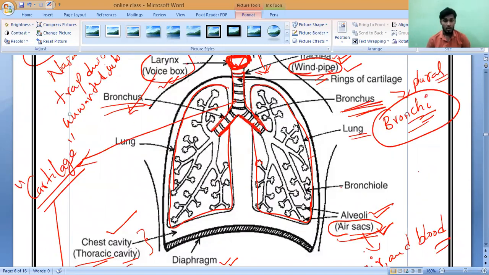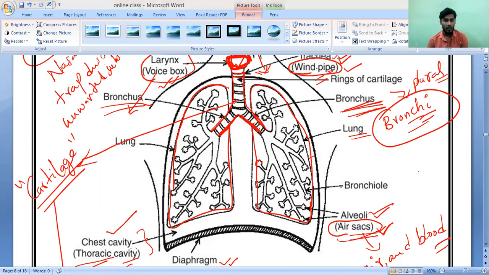Yes, sir. Now, air is entering into which part? The lungs. In the lungs, what do we also call the chest cavity? Thoracic cavity. This cavity is separated from the abdominal cavity by a muscular portion, which we call the diaphragm.